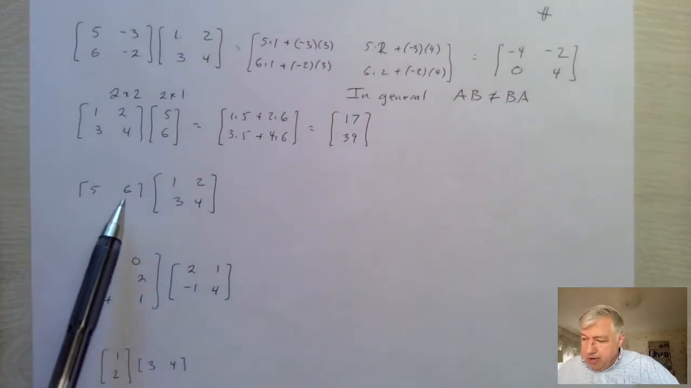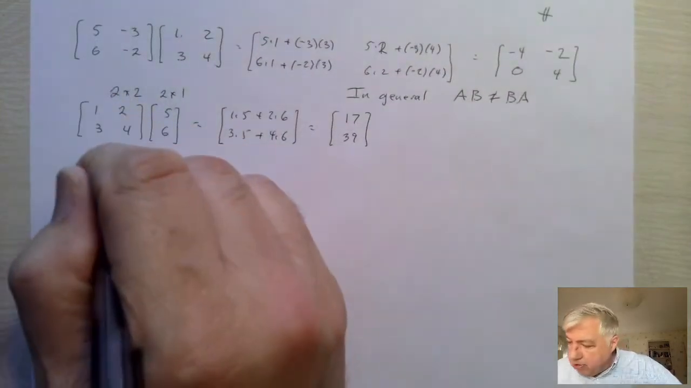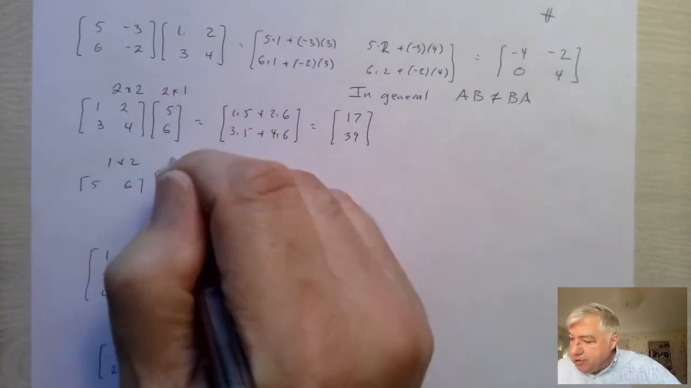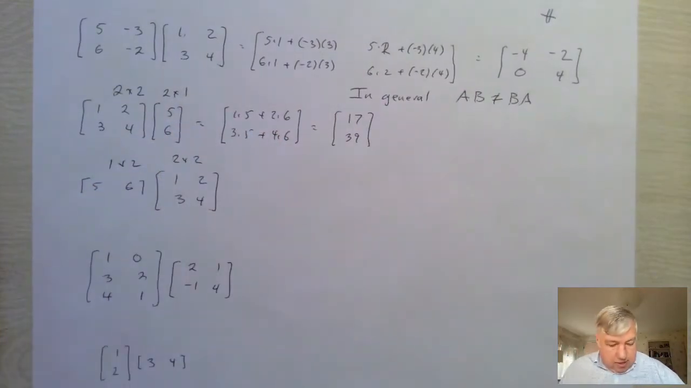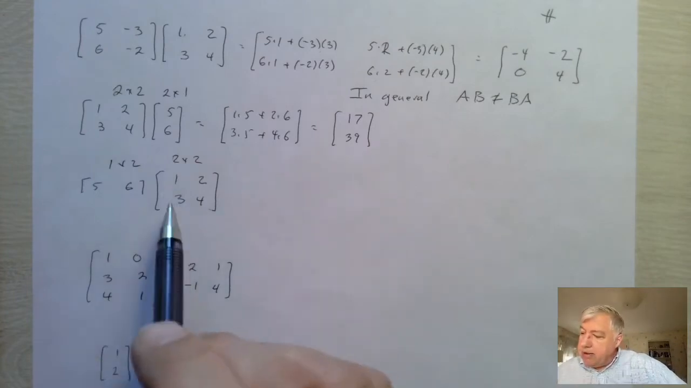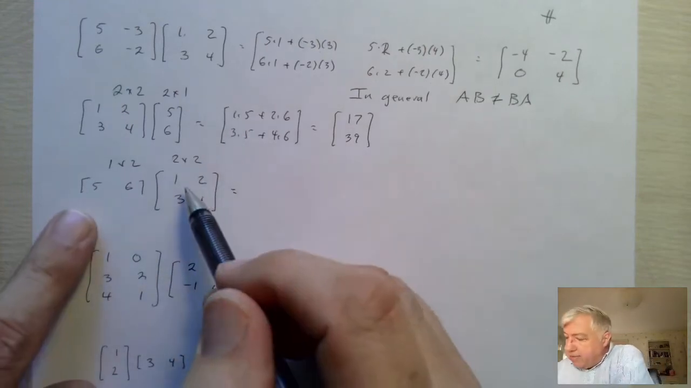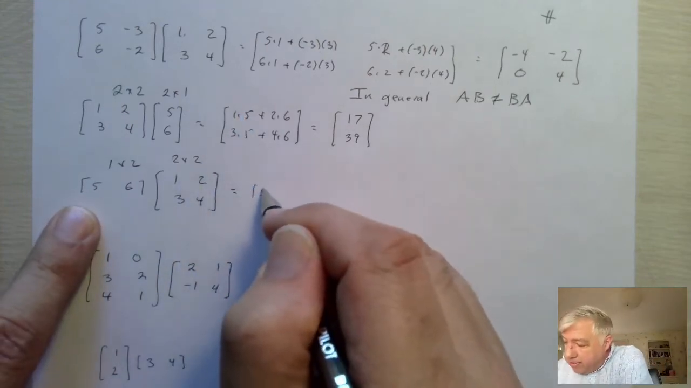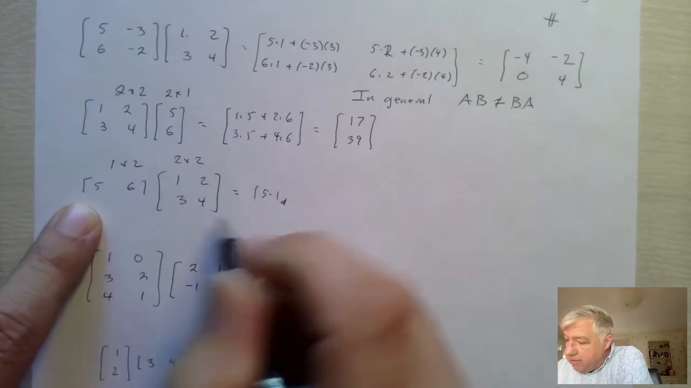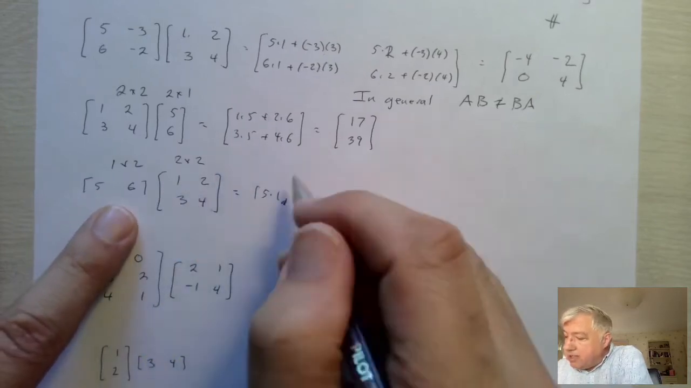Let's look at this one. Here we have 1 row, 2 columns. Here we have 2 rows, 2 columns. And in this case, we should get a 1 by 2 matrix. And we can check, this is going to be 5 times 1 plus 6 times 3.